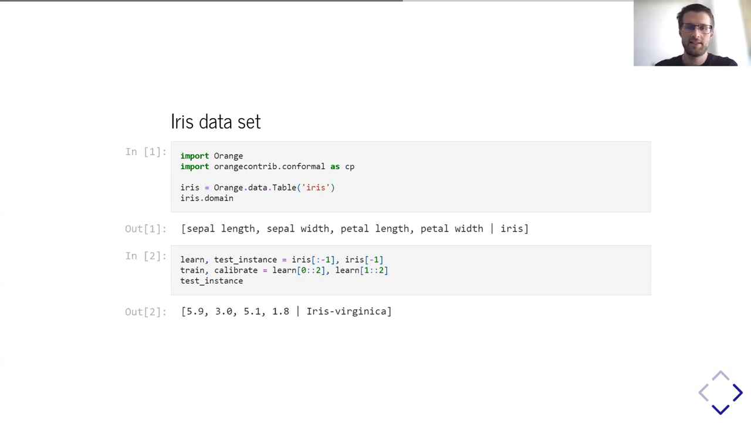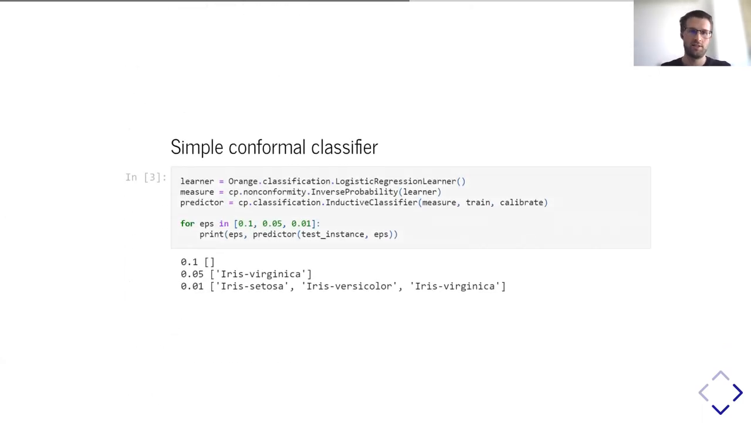So far we split the data set. Now let's try to use a simple conformal classifier. To do this, we'll use an inductive classifier, and it requires a non-conformity measure and two data sets, one where we'll train it and another for calibration. As a non-conformity measure, we'll use the inverse probability of some learner. And this learner, let's just pick the logistic regression learner from the Orange classification package. We use the term learners for untrained or unfitted classifiers.